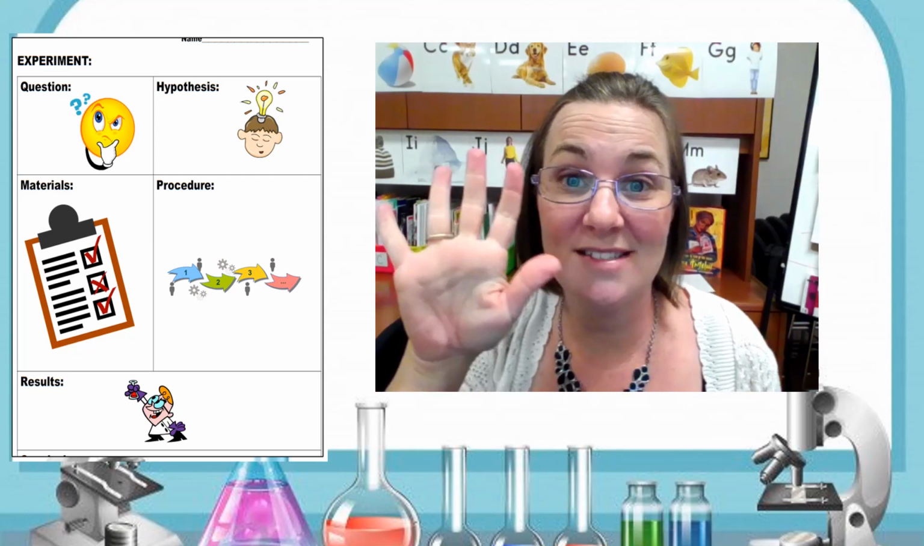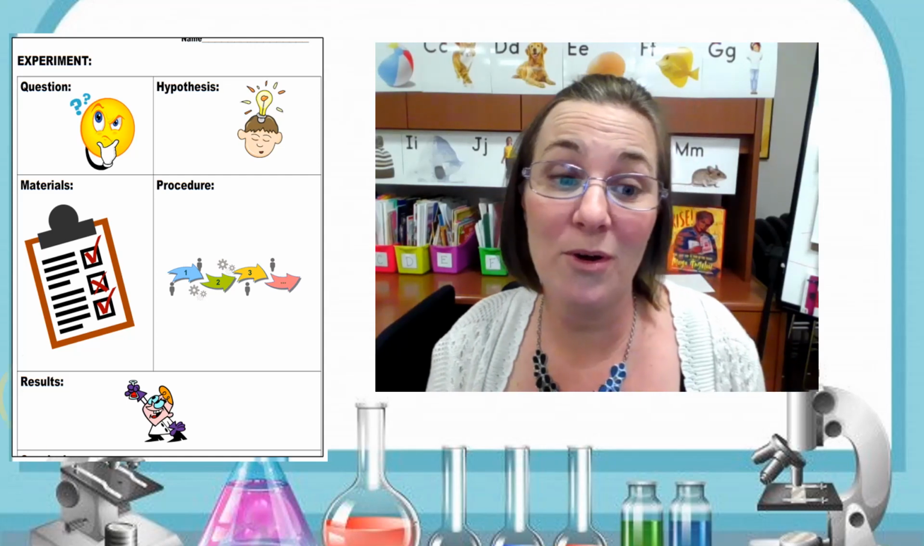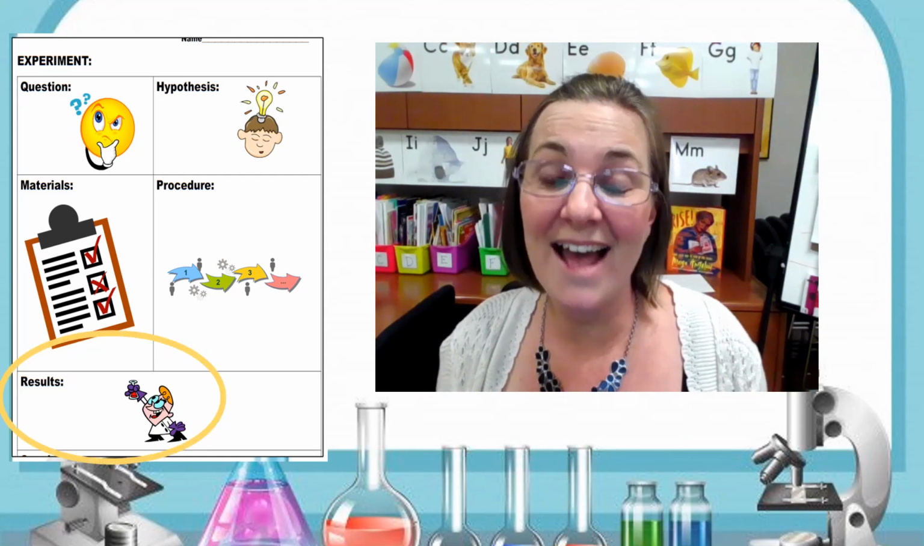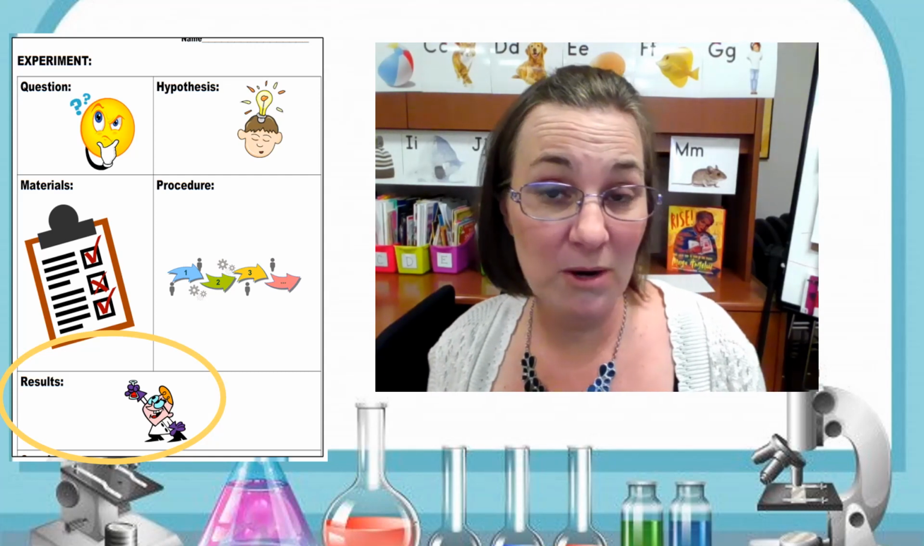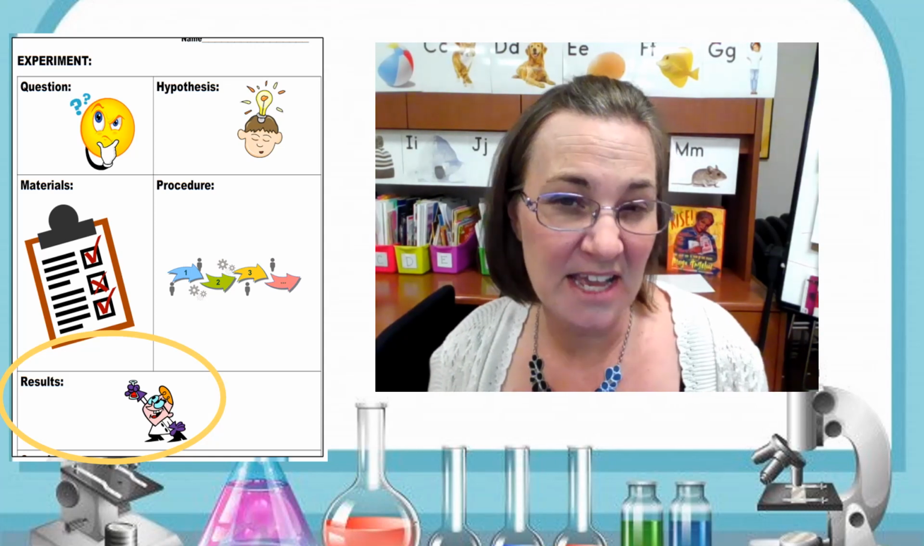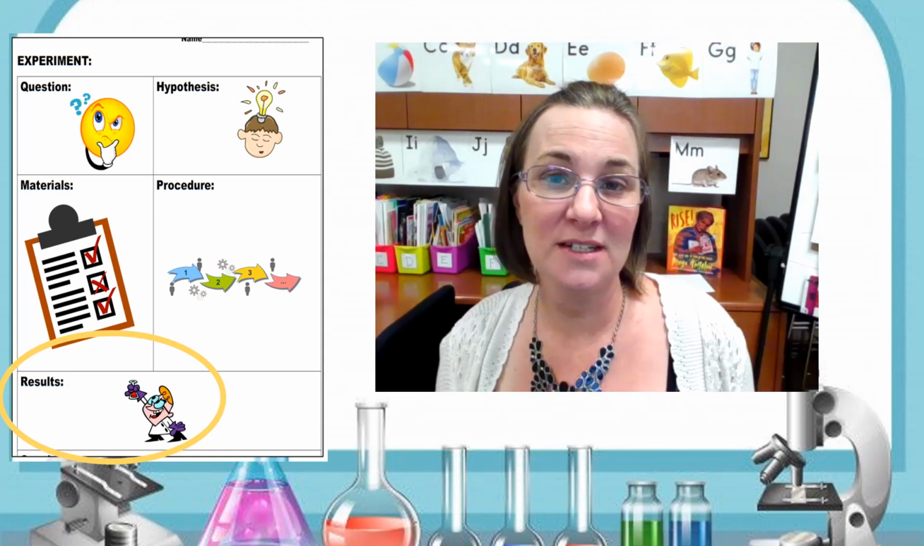Today we get to move on to step 5, or page 5 in your lab report, which is the results. That's where we share what exactly happened during our experiment. This is where we use those specific numbers and exact details to tell exactly what happened.